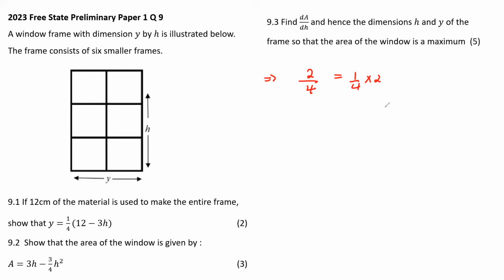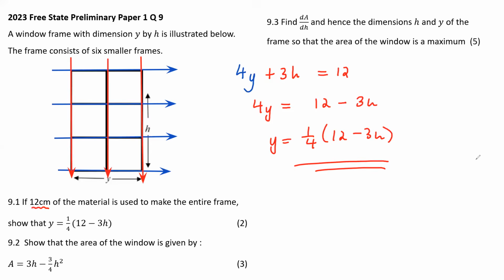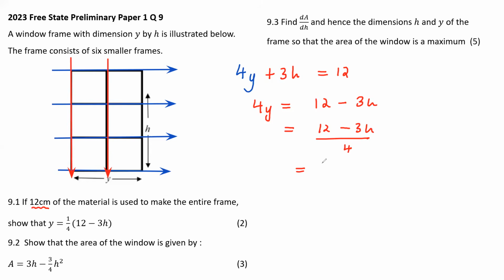Or if you wanted, you could have done it this way. Let me show another way you can do it. You could say to yourself, divide by 4. So that's 12 minus 3H over 4, which is as good as saying a quarter of 12 minus 3H.